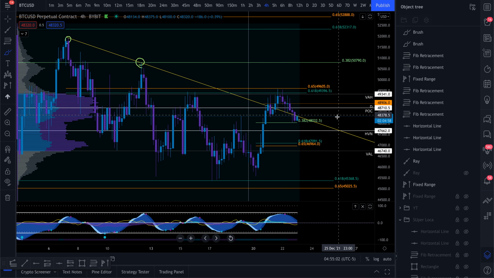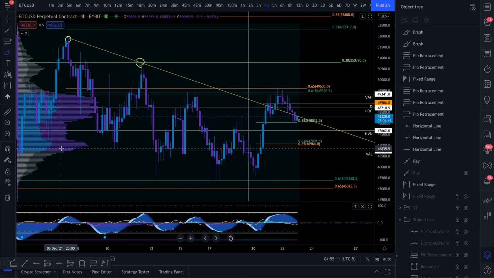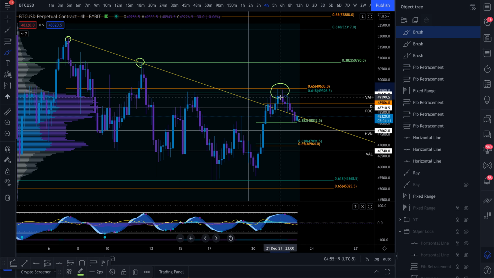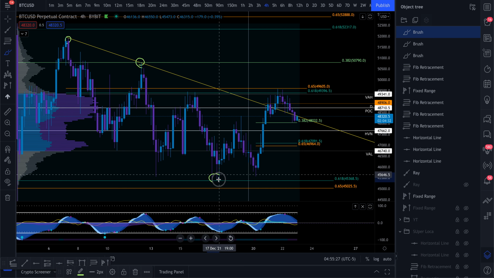Now something very important that happened when we broke out of this resistance was we came to the high of the value area of the range that Bitcoin has been putting in since the dump that we got all the way back on the 3rd of December. And when we came up to that value area, we also knocked into this golden pocket, which we get from pulling the Fibonacci retracement tool from this swing high here to the low right here.